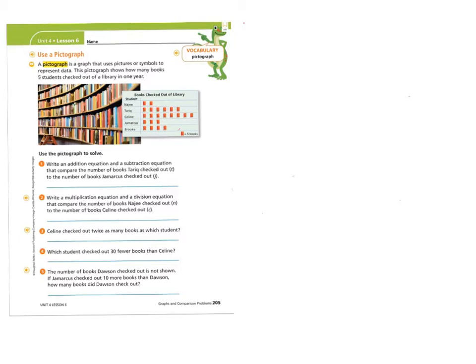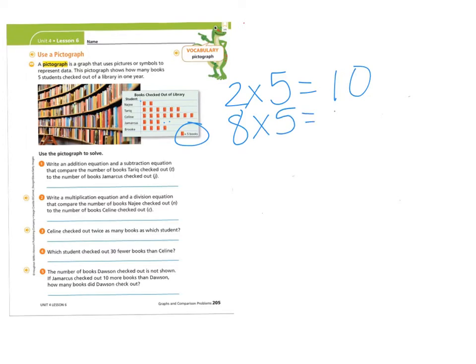So Naji checked out, and there's 2 books on her line, but we have to times that by 5. So 2 times 5 is 10. Now let's find out how many books Celine checked out. 1, 2, 3, 4, 5, 6, 7, 8, if I counted that right. 3, 4, 5, 6, 7, 8. Okay, 8 times 5 equals 40.